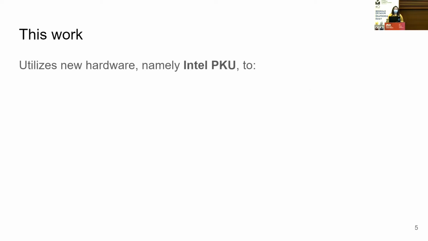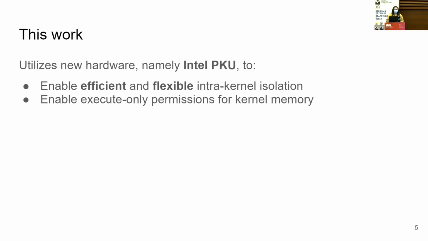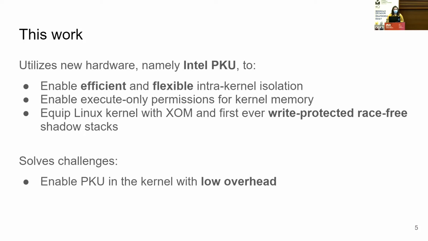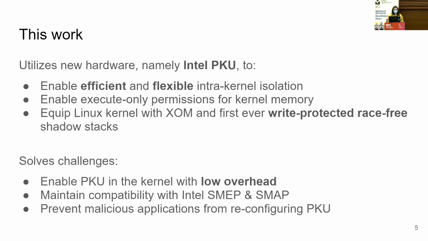We utilize new hardware, namely Intel PKU, to enable efficient and flexible intra-kernel isolation, to enable execute-only permissions for kernel memory, a protection mode that is not directly supported by the x86 architecture. And we equip the Linux kernel with execute-only memory for its code segment, as well as the first ever, to the best of our knowledge, write-protected race-free shadow stacks. In doing so, we solve several challenges. First, we enable PKU for kernel memory with low overhead. We need to maintain compatibility with Intel hardening features such as Intel SMEP and SMAP. And we need to prevent malicious applications from reconfiguring PKU in a way that jeopardizes the security of our system.